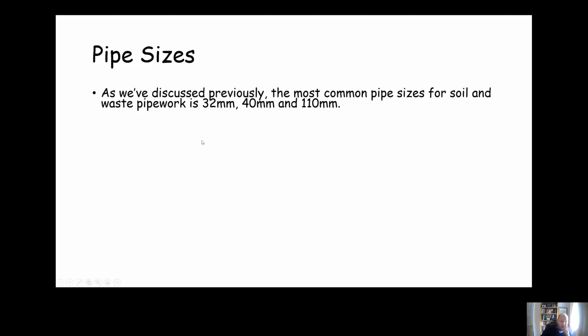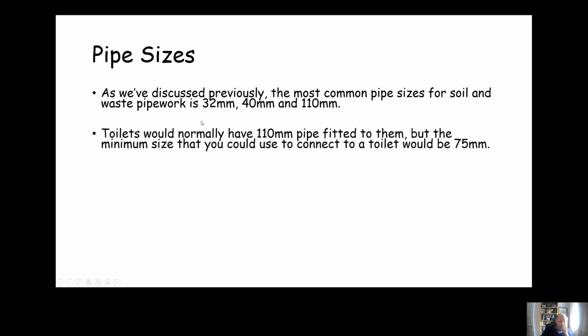So the key pipe sizes of our waste pipe work are 32mm, 40mm and 110mm. Almost all of our appliances will be attached to one of these three pipe sizes. There's only one that's generally going to be connected to 110mm, and that would be a toilet. Though if you only had one toilet connected on the run, you could connect it to a pipe with a minimum diameter of 75mm. That pipe should be at least the same diameter as the outlet of the toilet. So if the toilet had a 90mm outlet, for example, the smallest pipe you could fit would be 90mm.